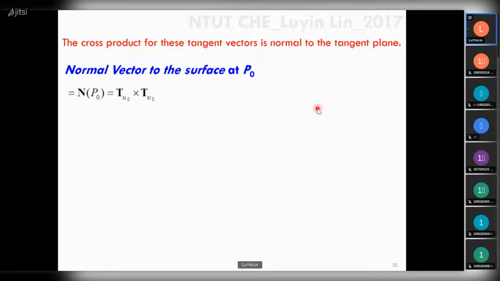As I mentioned, we use n for the normal vector here. You can put an arrow, or bold, for every vector letter. So the normal vector is n at P0. You can put a P0 here. It is the cross product of two tangent vectors.